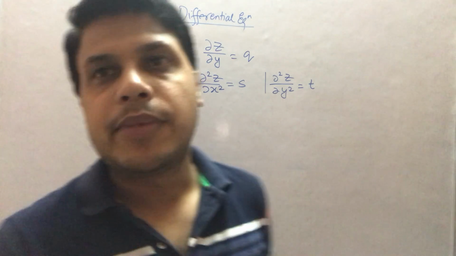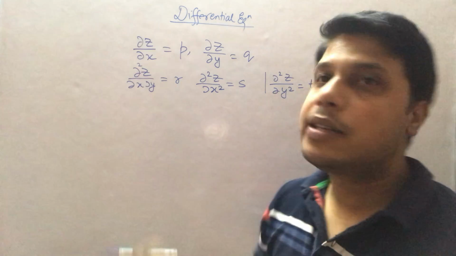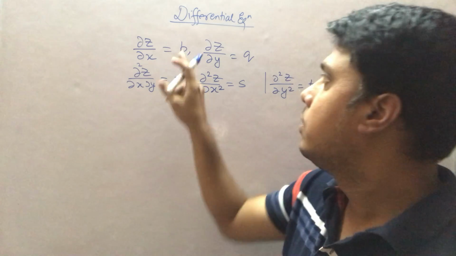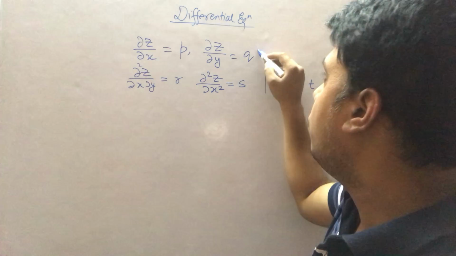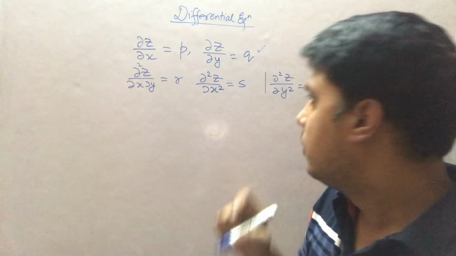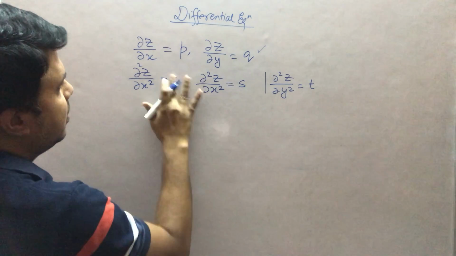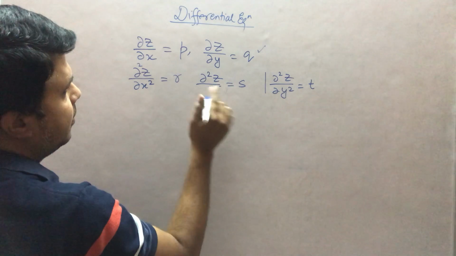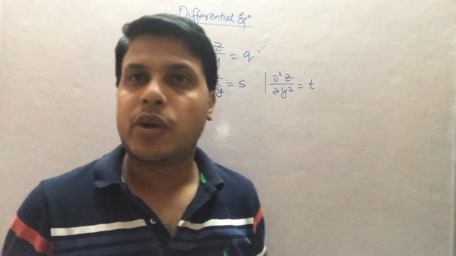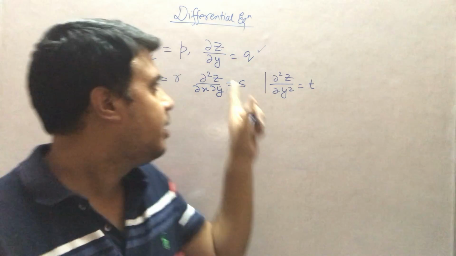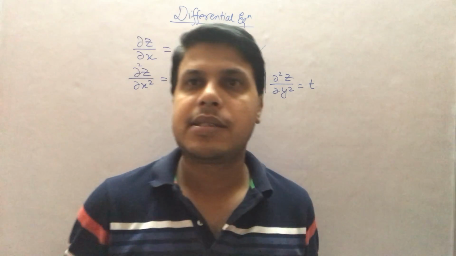There are actually 5 terms which you will encounter generally while solving partial differential equations. That is del z upon del x, which we are going to replace by simple small p. Then del z upon del y we are going to replace by q. There is some correction: if I find del 2z upon del x2, then we are going to replace it with r, and del 2z upon del x del y will be s, and del 2z upon del y2 will be t. Hope this is clear, friends.